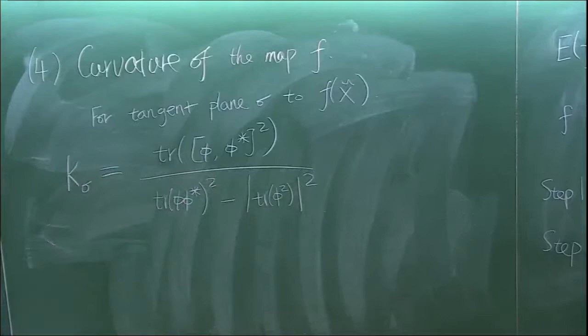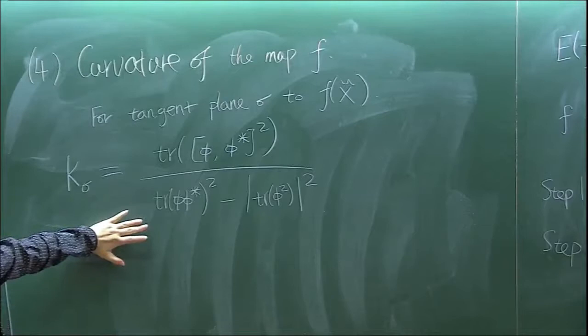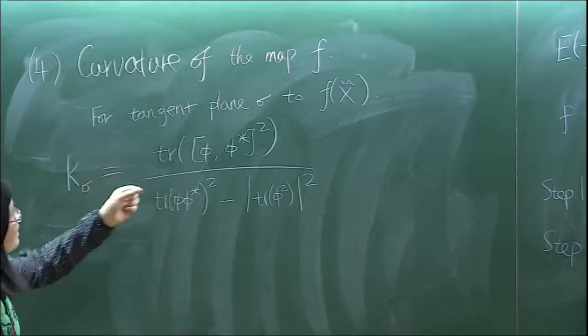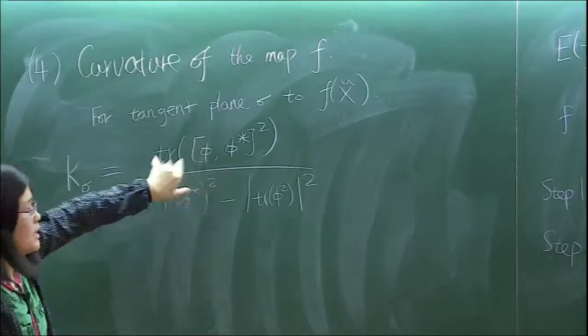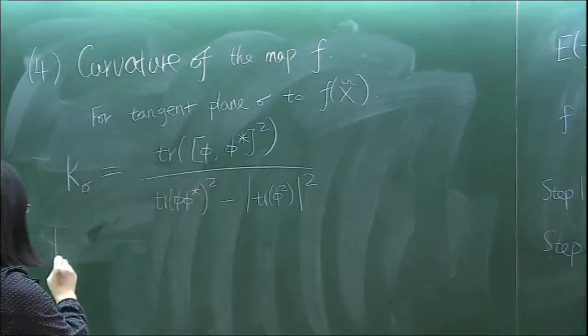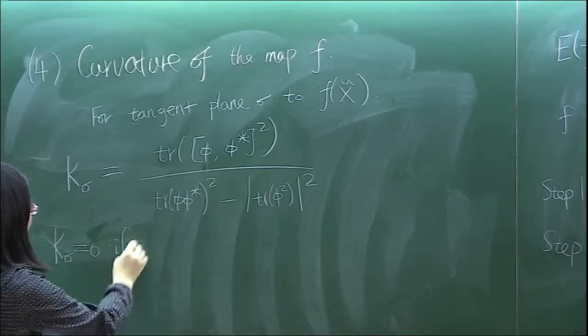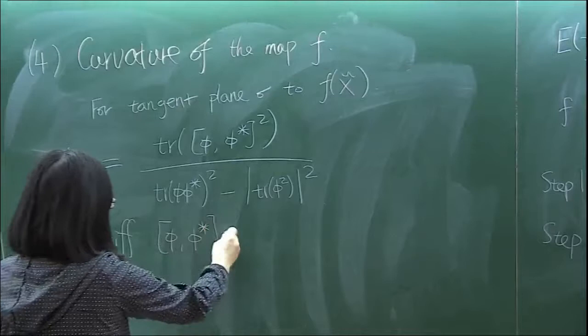So this comes from understanding the curvature formula in the symmetric space, which is very similar to this, but inputting the relationship between the Higgs field and the tangential map of our F. Then it's just having this formula. In particular, we know that at an immersed point, K_sigma equals zero if and only if phi and phi star commute. I think I'll stop here.